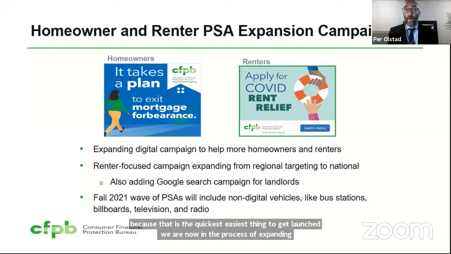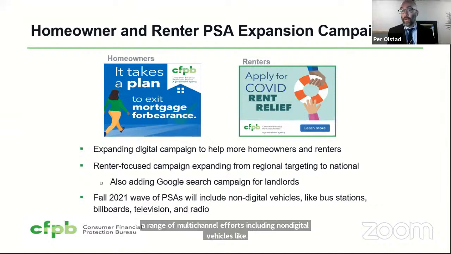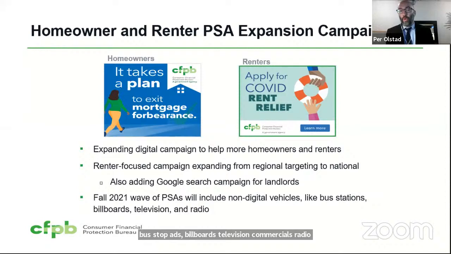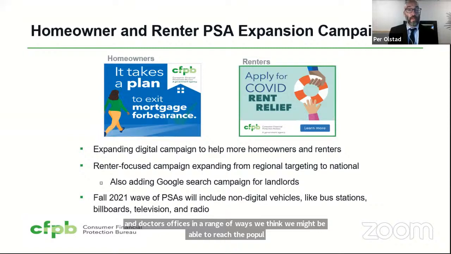We'll be adding this fall a range of multi-channel efforts, including non-digital vehicles like bus station and bus stop ads, billboards, television commercials, radio ads, and some newer approaches with in-store advertisements and doctor's offices, and a range of ways we think we might be able to reach the populations that are most at risk. Next slide.